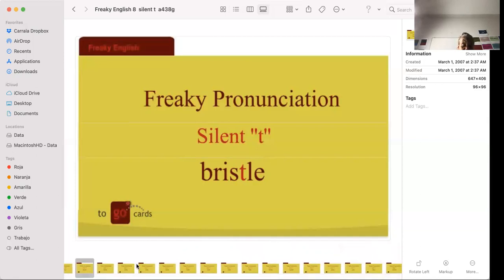Bristle, bristly, often. I've heard both pronunciations. Often and often.